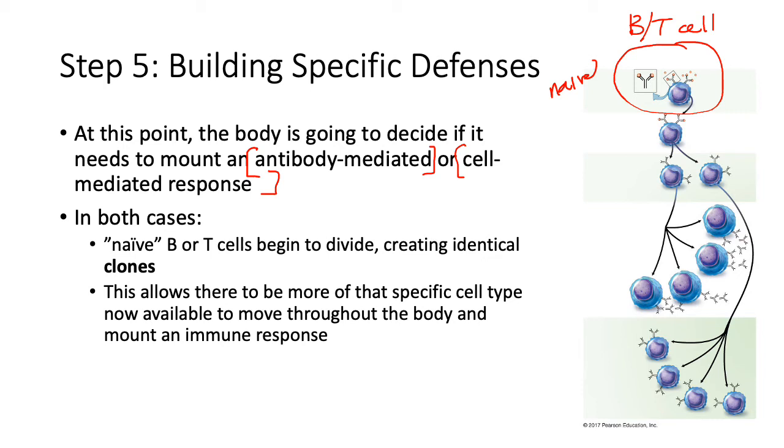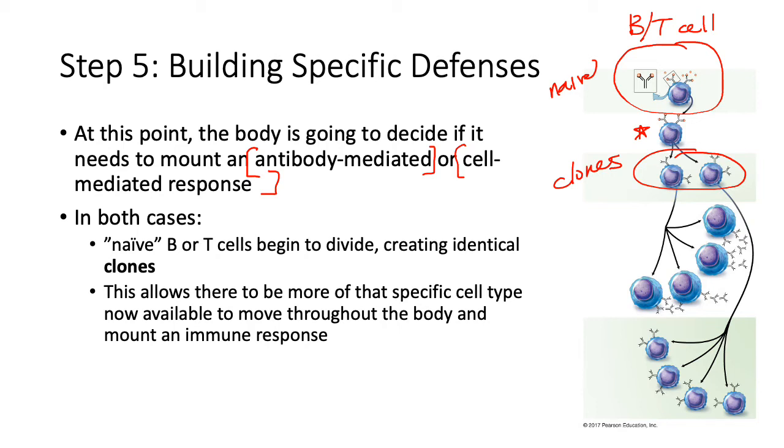And once they have been activated, they're going to divide, as we can see here. There are two populations that will be created that we'll talk about in a little bit. But what's really important is that when these cells divide, they have just created clones of that original naive cell. So now we've gone from having just one cell that can react to that specific antigen to thousands of cells that can go on and find that invading pathogen and begin to mount an immune response.